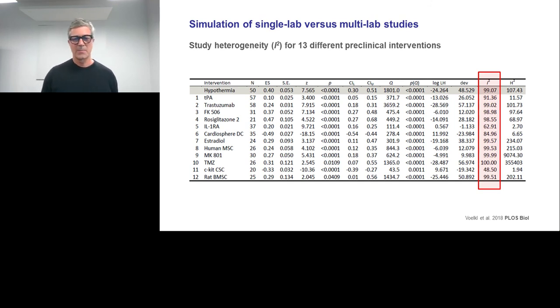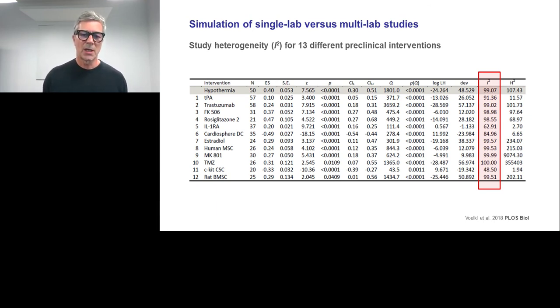Now, one of the reasons that may explain this effect is the heterogeneity that exists between animal studies. Study heterogeneity, here represented as I squared over the 13 different data sets that we analyzed, represents the proportion of variation that is accounted for by the laboratory or by the study rather than the treatment effect that was studied. And as you can see, a large proportion, in some cases almost 100%, and in one case even 100% of the variation in the data was accounted for by differences between studies rather than differences within studies, so differences between animals within studies.